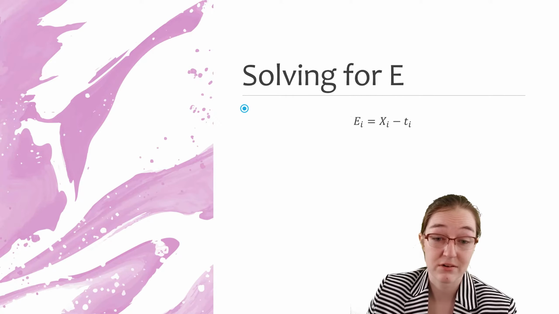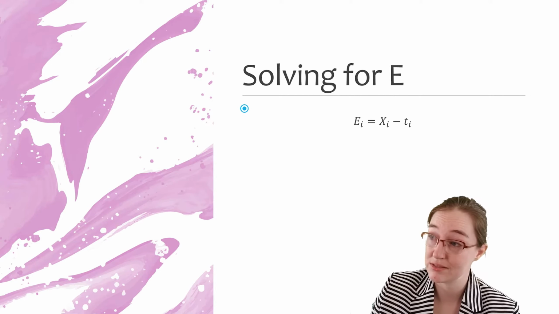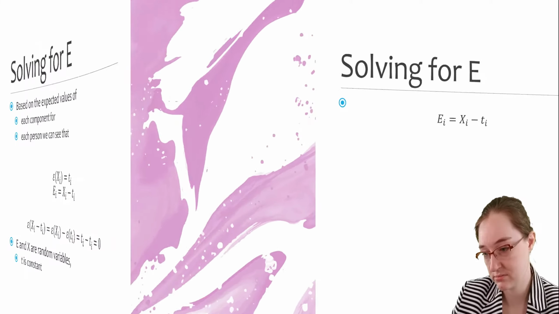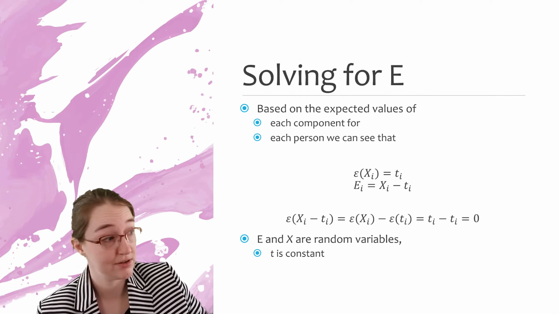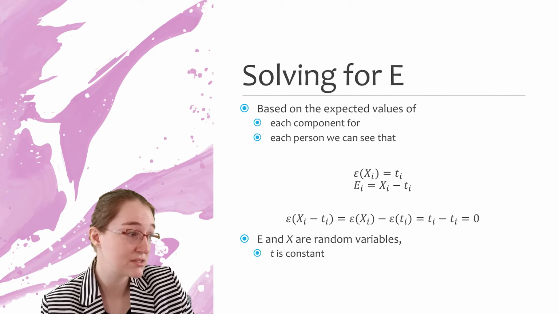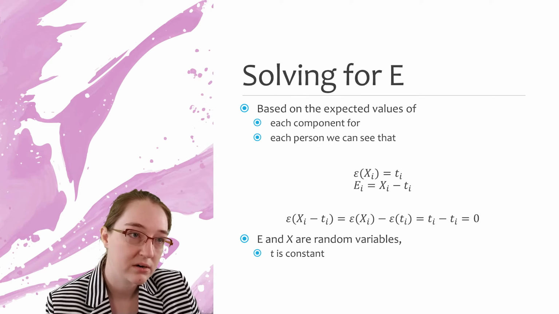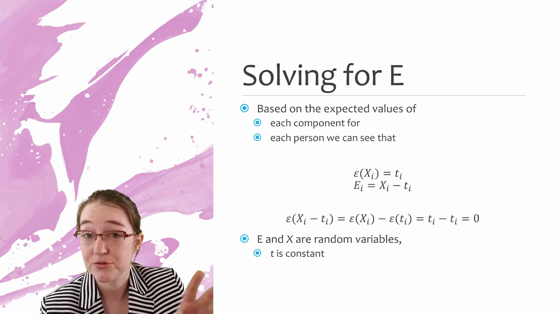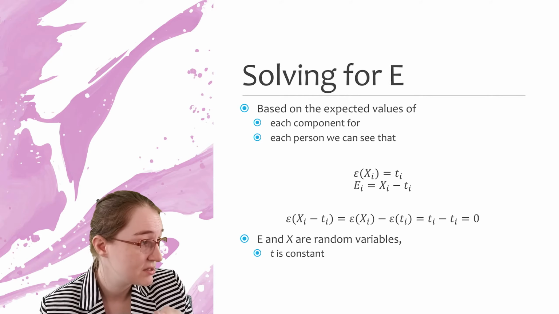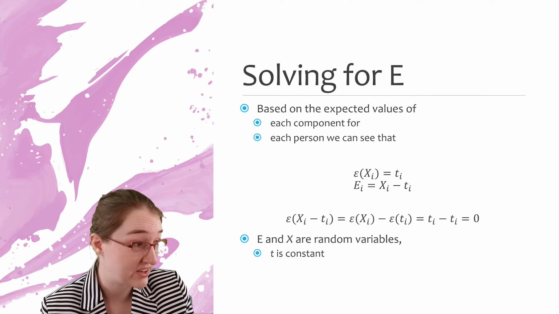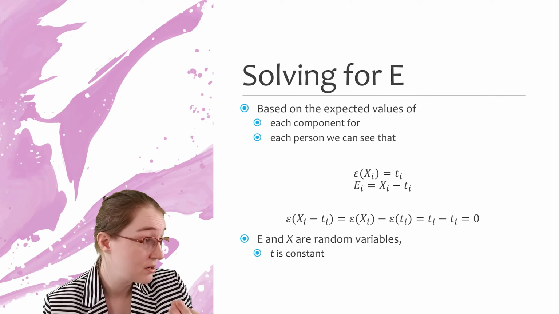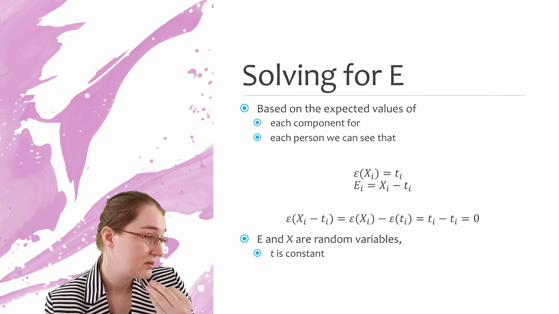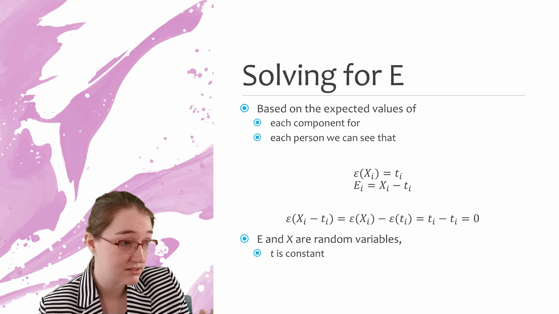Guessing produces an error of +3, which results in a test performance score of 23. Now, for the math folks in the audience, let's break this down a little more. Based on the expected values of each component of a true score for each person, we can see that our expected value of X is true score plus error, which we already solved for, which is E equals X minus true score. Illustrates.